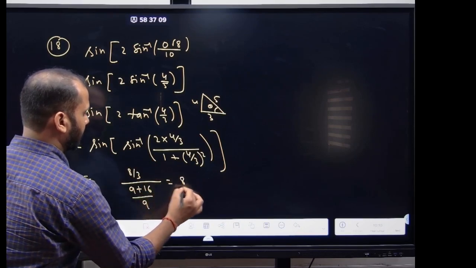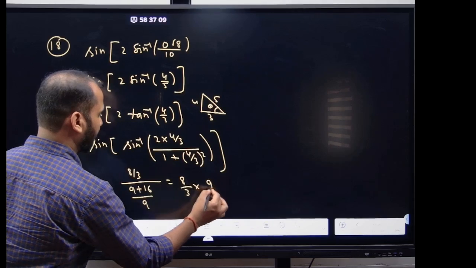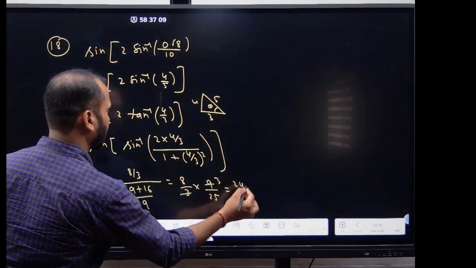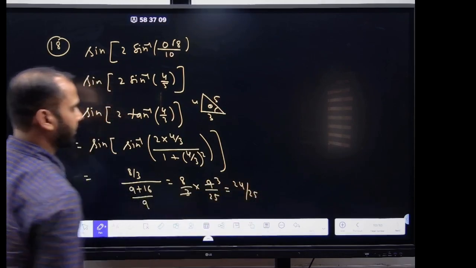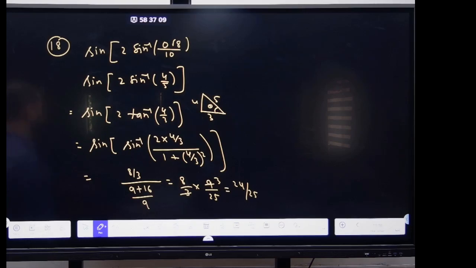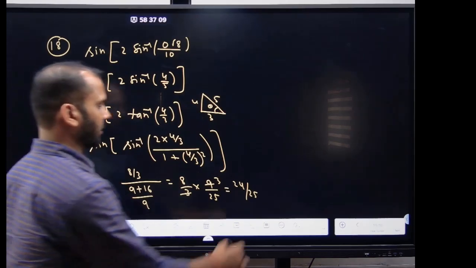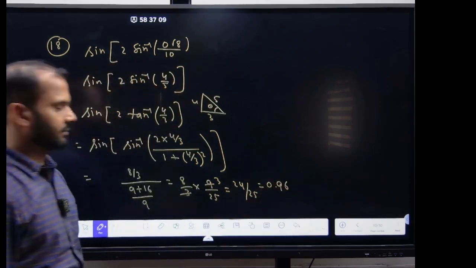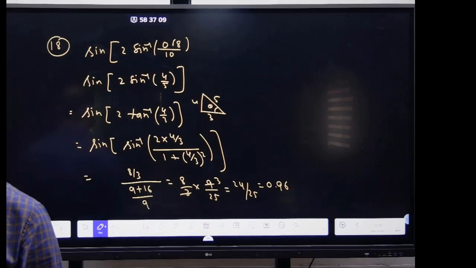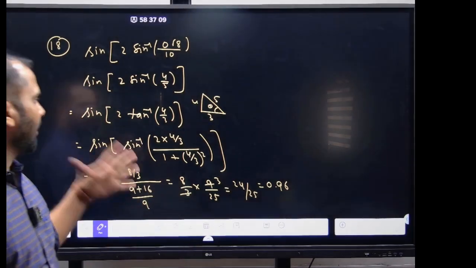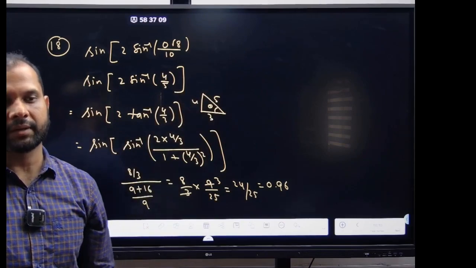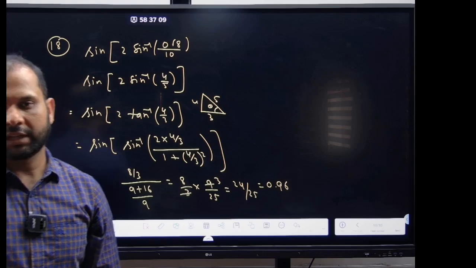If I multiply 8 by 3, here 9 by 25. 3 times is there, 24 by 25. Okay, fine. 0.96. Yes or no? It's very simple. You have to observe one pattern. This is one pattern, the tan inverse is another pattern. Correct? Now the next one you do.